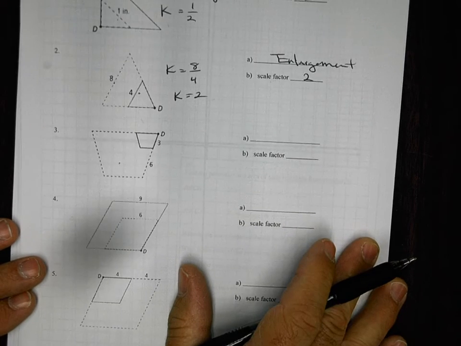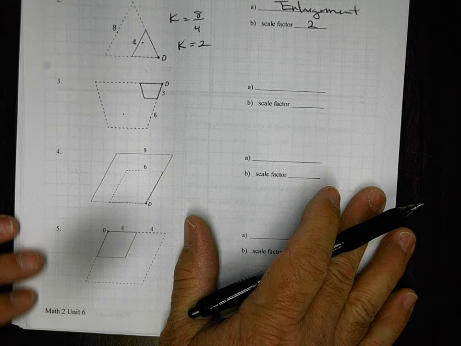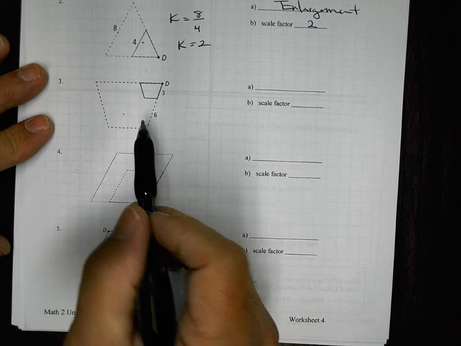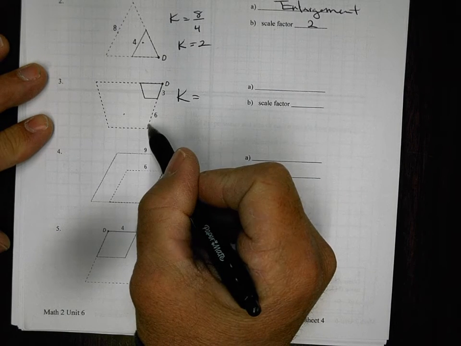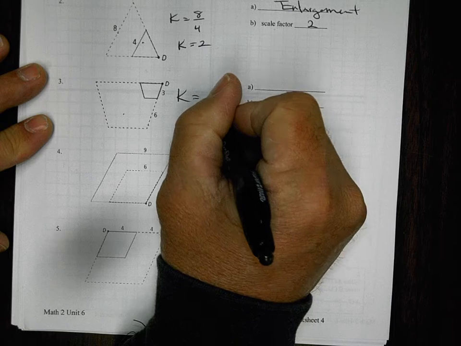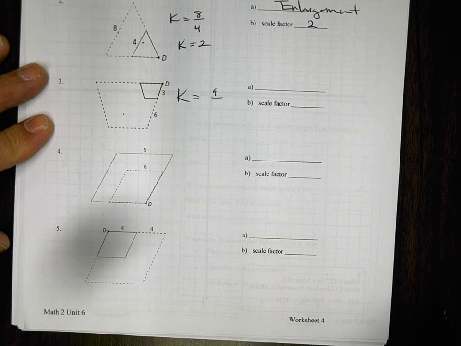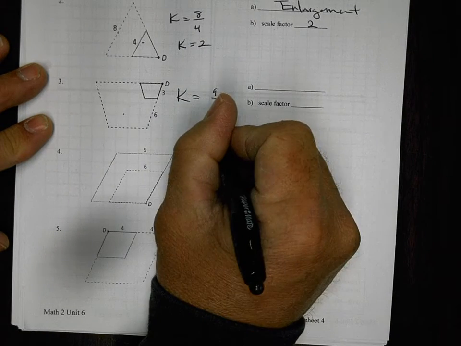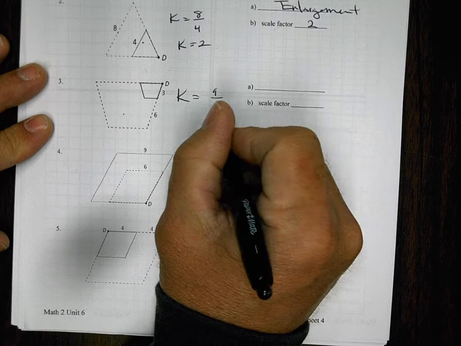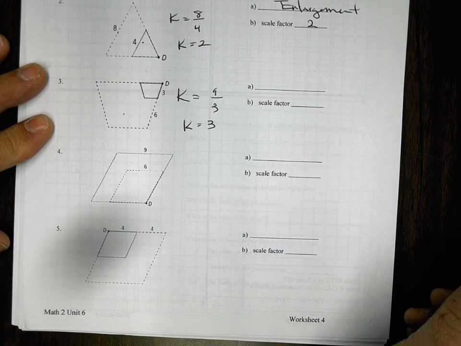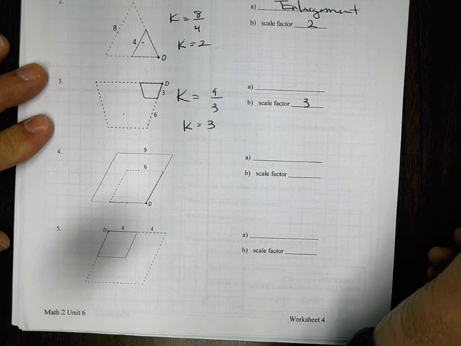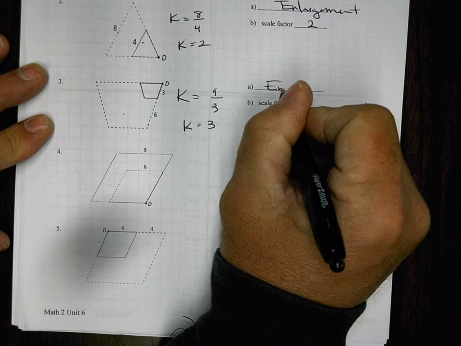Now this one's a tricky one. I gave you a little hint to be careful on this one. So what's the side length of our image? 9. Good. A lot of people put 6. It's 3 plus 6, or 9, and the original or pre-image is 3. So our scale factor is 3, 9 divided by 3, which means this is an enlargement.